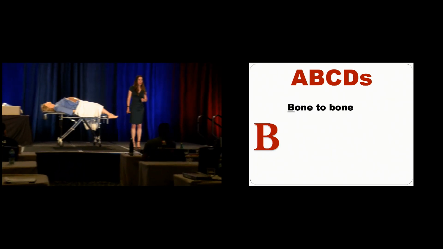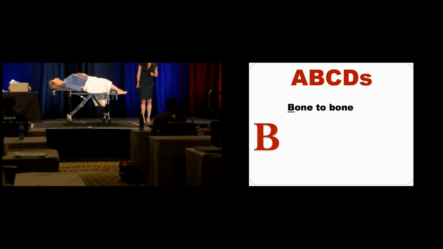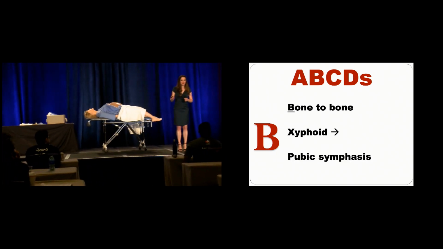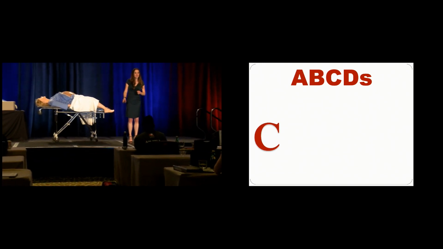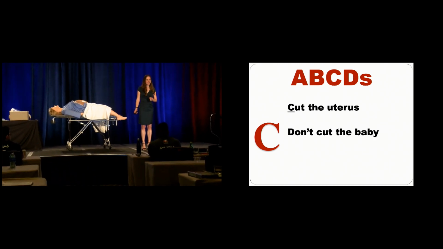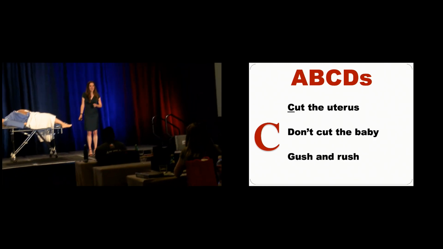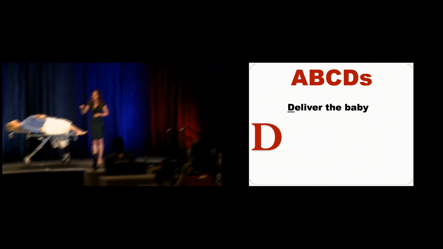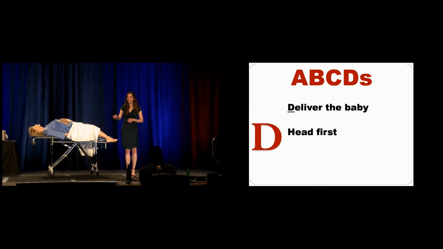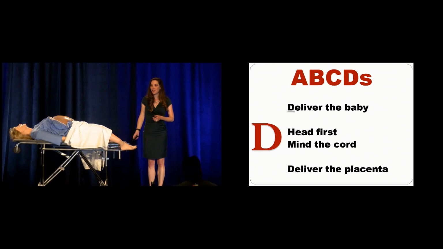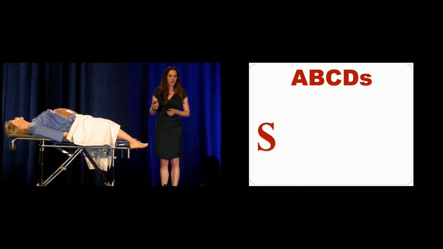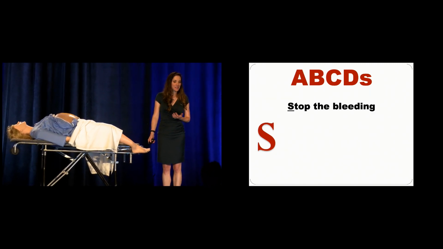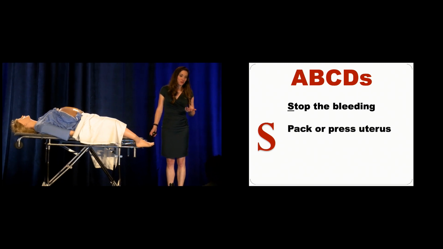B, so your big, bold, bone-to-bone incision from the xiphoid to the pubic symphysis. All right, C, cut the uterus, don't cut the baby. And then you get the gush and rush. That's how you know that you are in the uterus. D, deliver the baby, head first ideally, mind the cord, and deliver the placenta. Okay, and then the S is, so stop the bleeding. Pack or press the uterus is how you're gonna do it.